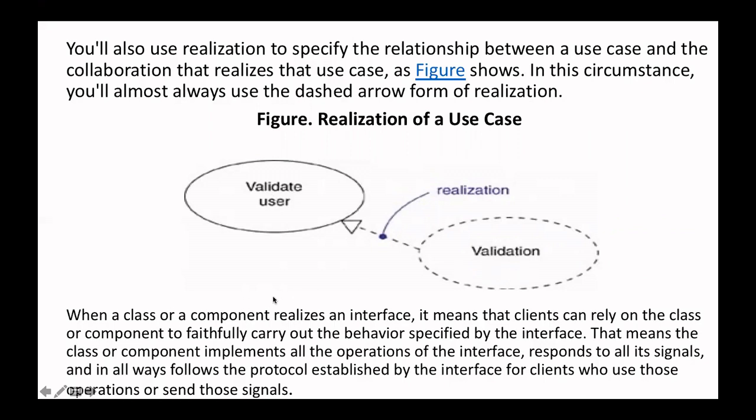When a class or a component realizes an interface, it means that clients can rely on the class or component to faithfully carry out the behavior specified by the interface. That means the class or component implements all the operations of the interface, responds to all its signals, and in all ways follows the protocol established by the interface for clients who use those operations or send those signals.